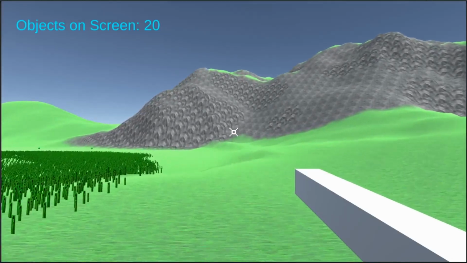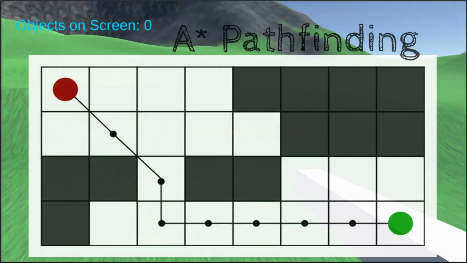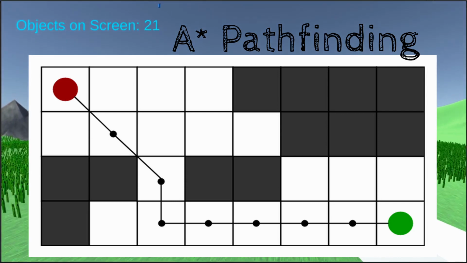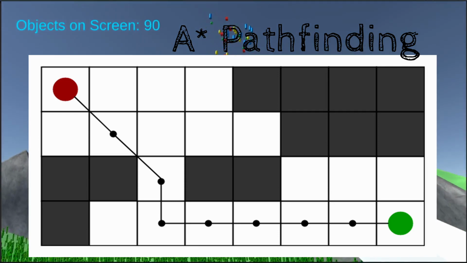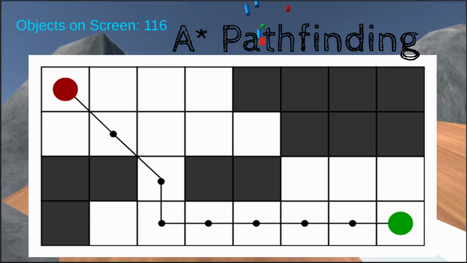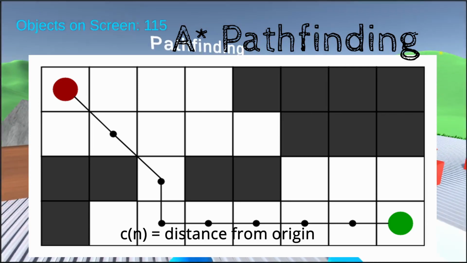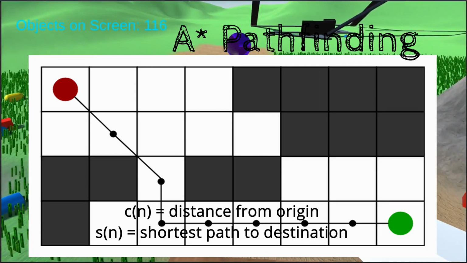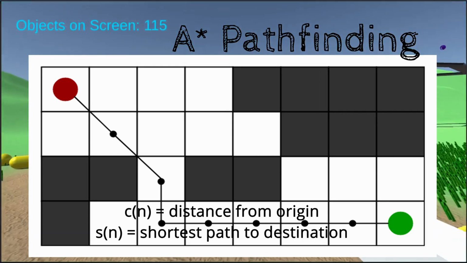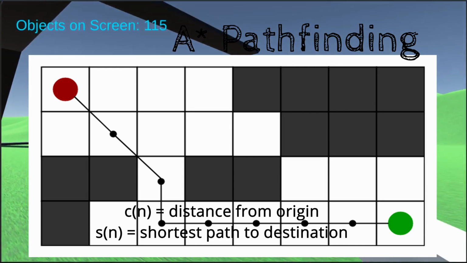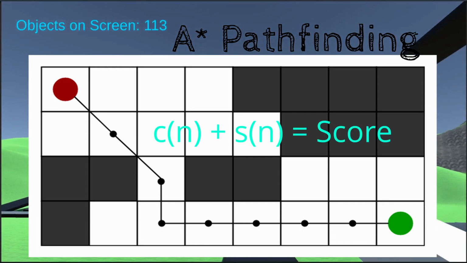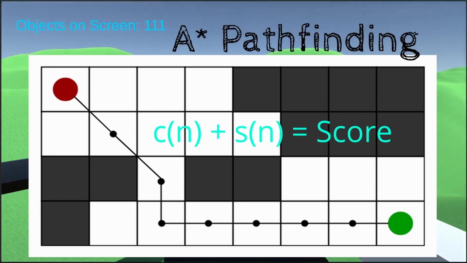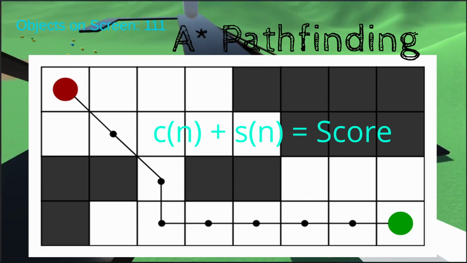One way of calculating the shortest path is known as the A-star pathfinding algorithm. This algorithm essentially searches each movable location on a predetermined grid and assigns each square of the grid a score based on the sum of the distance from the origin, let's say function c, and the shortest path to the destination, we'll say s. Then the algorithm starts at the origin and moves to the cells where this sum is minimized. This algorithm does not involve calculus, but it's commonly used due to its simplicity and efficiency.